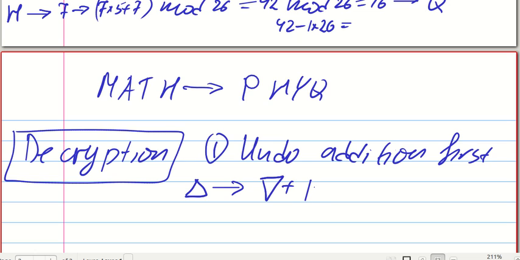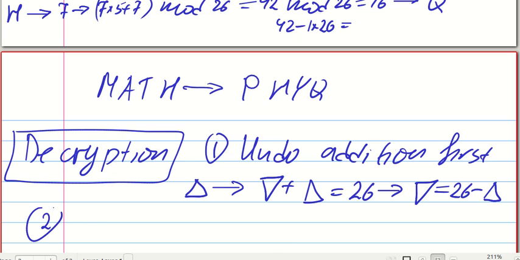down delta plus regular delta should be equal to 26, which means the upside down delta, which is officially called nabla, is 26 minus delta.